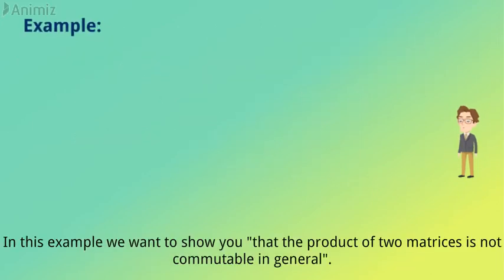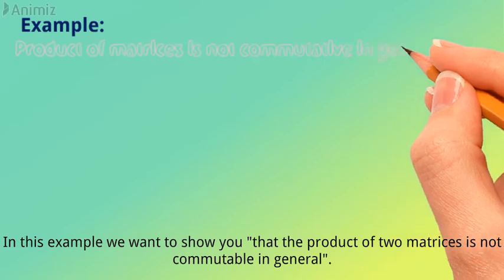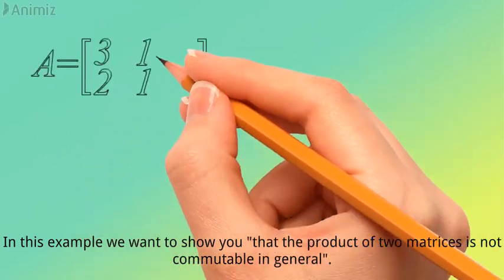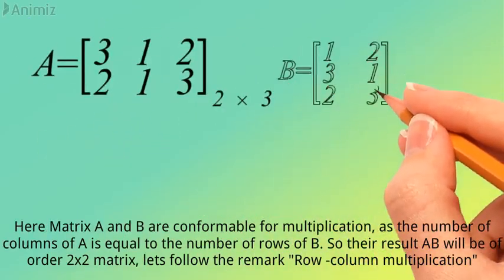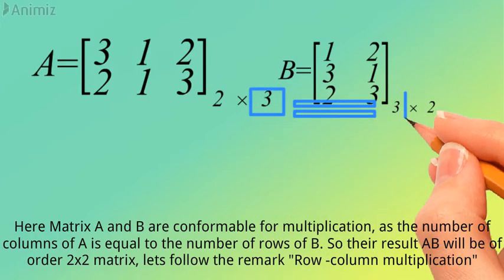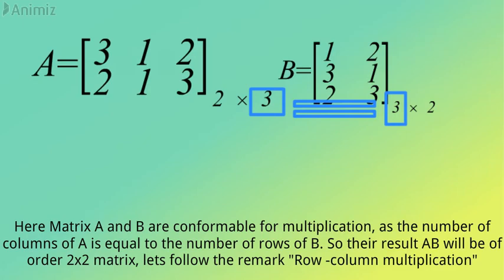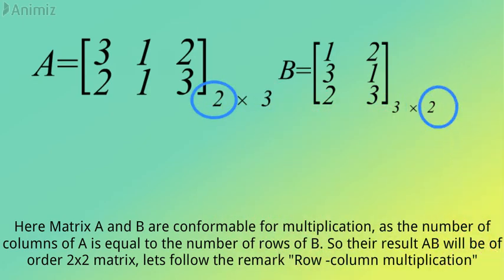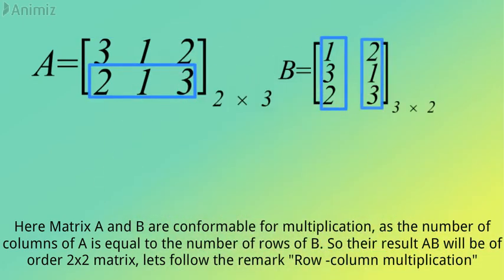In this example we want to show you that the product of two matrices is not commutative in general. Here matrices A and B are conformable for multiplication, as the number of columns of A is equal to the number of rows of B. So the result AB will be a 2 by 2 matrix. Let's follow the remark, row-column multiplication.